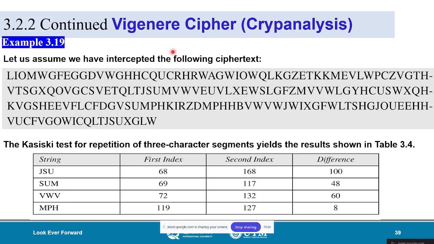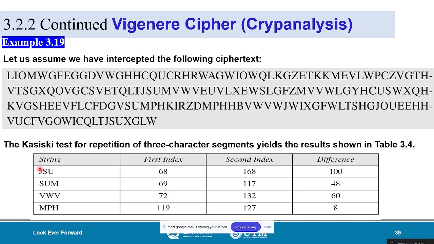Now, let's assume you have intercepted the following ciphertext. Mr. Bowen will intercept this text and will say, well, how do I decrypt this? In order to decrypt this, if we wanted to use the Kasiski test, we will do this.